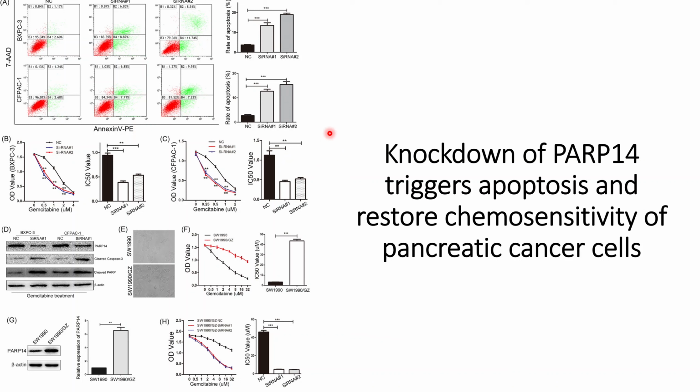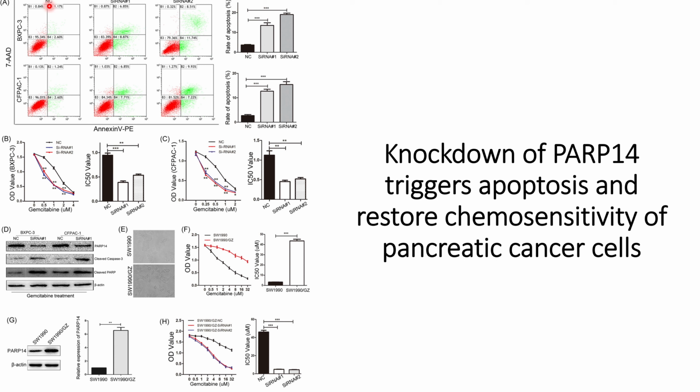In this video, we will discuss the effect of PARP knockdown that will lead to apoptosis and restore chemosensitivity of pancreatic cancer cells. So far, we have understood that PARP causes proliferation in the pancreatic cancer cell lines, and now we will discuss if PARP has been knocked down, whether it will cause a decrease in cancer cell survival or not.